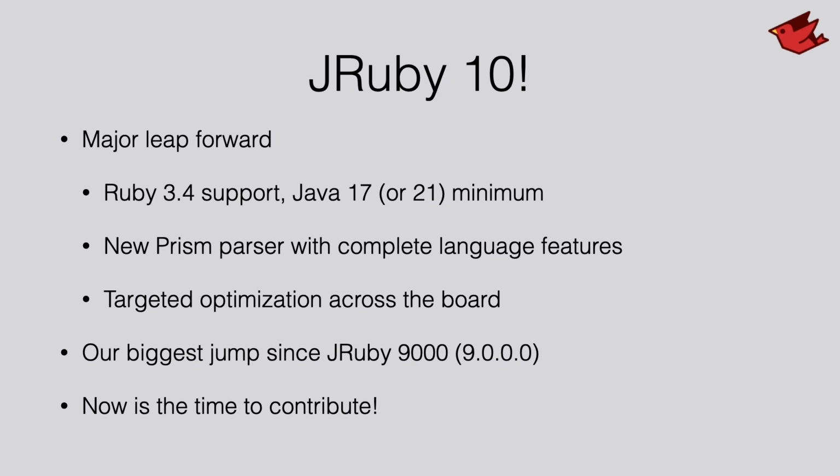Of course, we will be using the Prism parser, which allows us to keep up on language compatibility. Lots of optimization work. Being caught up on Ruby 3.4 compatibility has given me more time to step back and do some really cool optimizations. Hope that I can talk about those a little bit more later this year. This is definitely our biggest jump since the JRuby 9.0 or 9000 cycle. So hopefully we can get you to jump in and contribute. Of course, JRuby 10, we've thought about trying to call it JRuby X, but for obvious reasons these days, X is not a popular brand, so JRuby 10 it is.